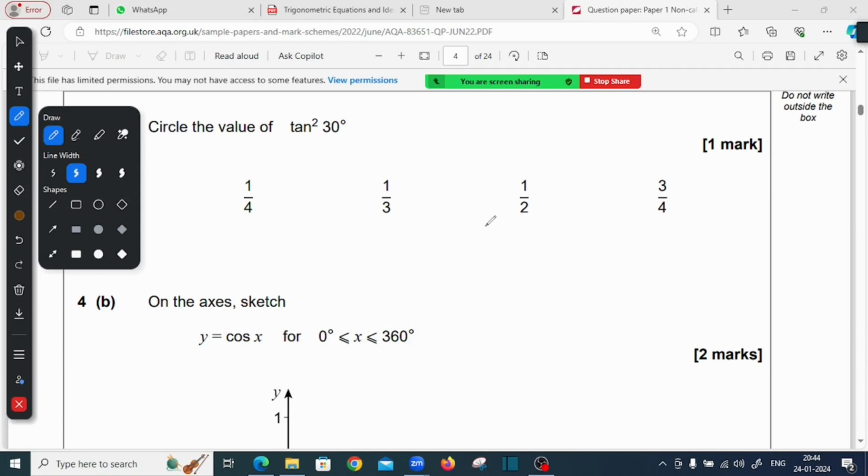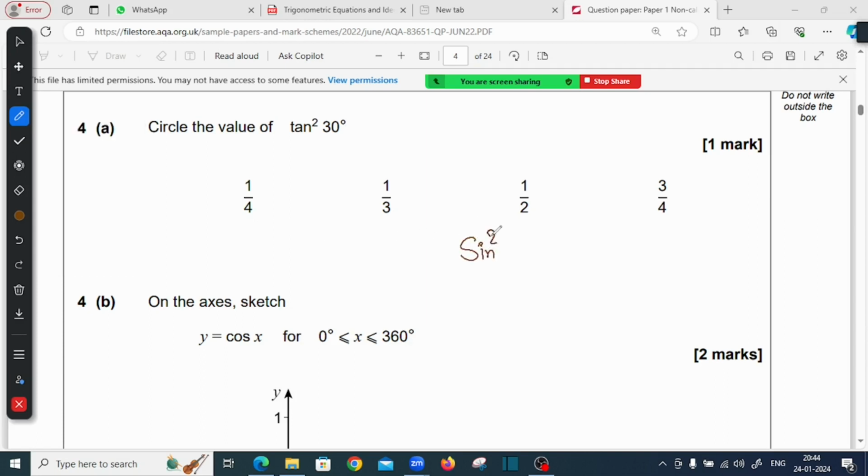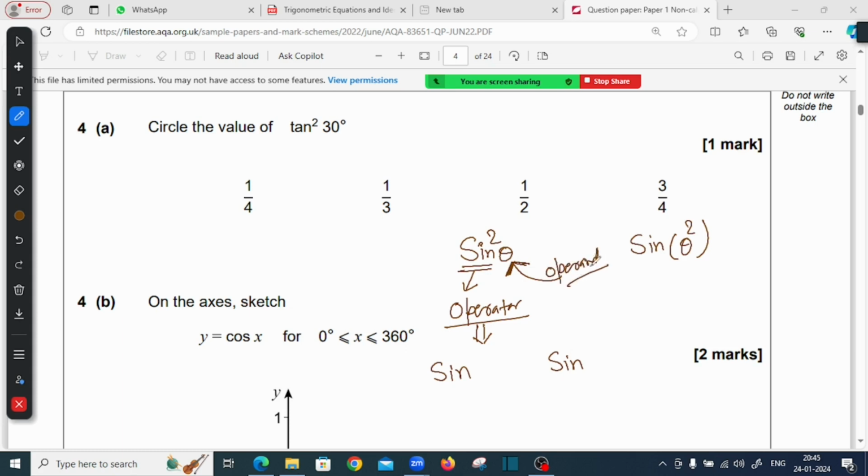We have already discussed the meaning of sine square theta and sine theta square. I have explained earlier also that sine, cos, tan are trigonometrical operators. This sine is basically an operator, and there is a square on the operator. It means you have two operators, sine and sine, but this theta is the operand. You have to take the sine of this theta. So there are two operators sine, but there is one operand theta.